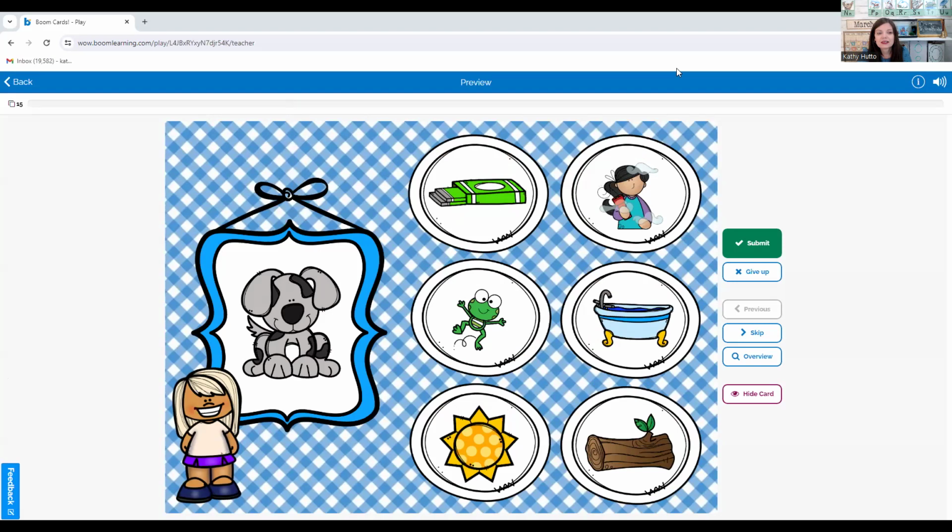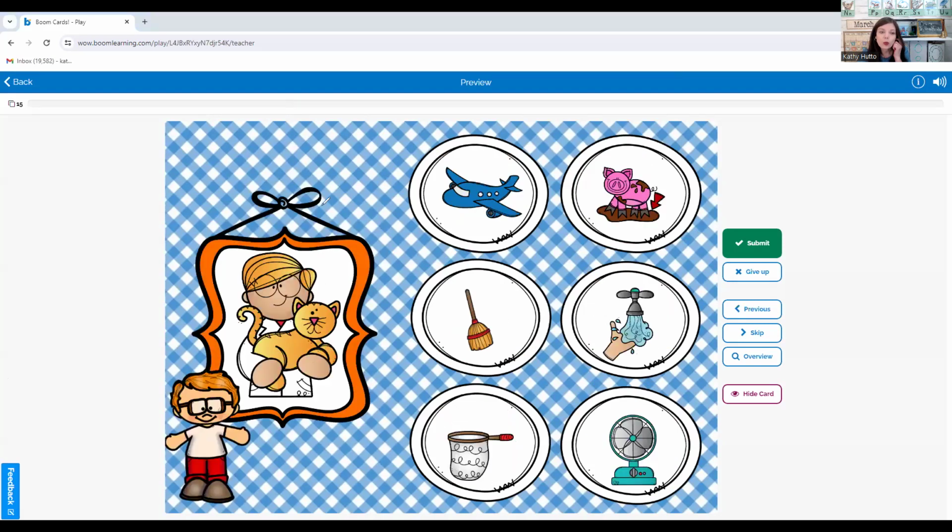This is a vet. What words sound the same at the end as vet? Our choices are jet, mud, broom, wet, net, and fan. What sounds like vet? Vet, jet. Very good. Vet, wet. Good job. And vet, net. Good job rhyming.